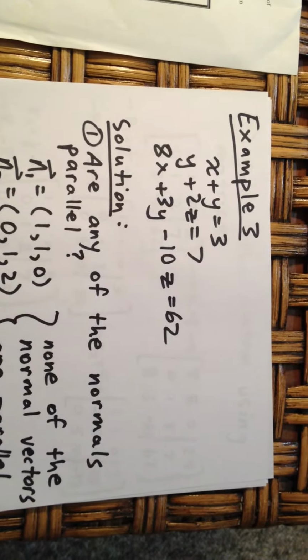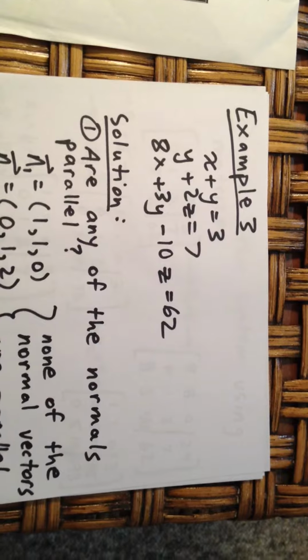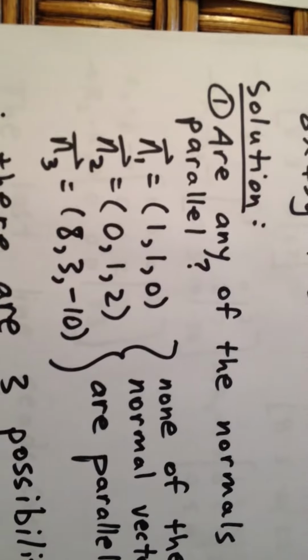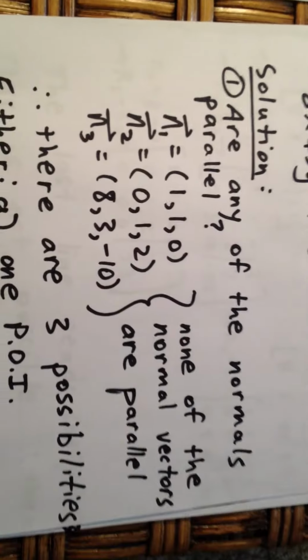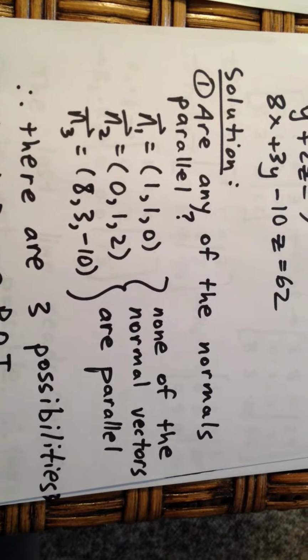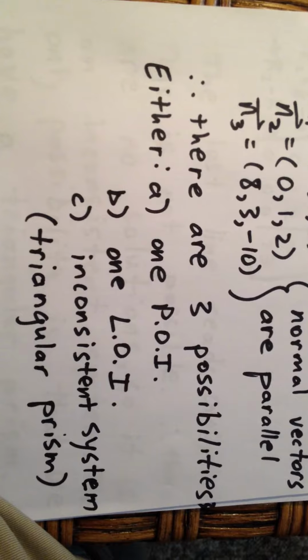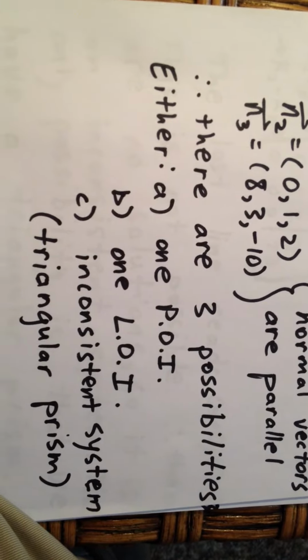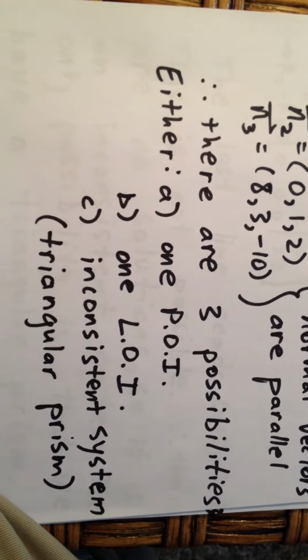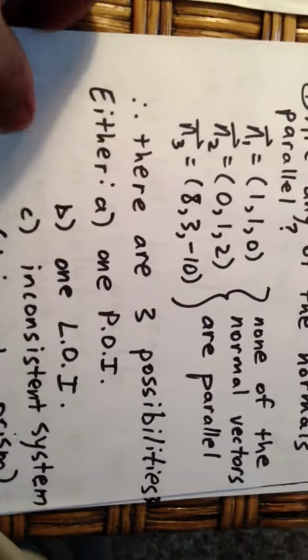Because we have three planes, the first question we ask ourselves is: are any of the normals parallel? Well, we look at our current situation and we see that none of those normal vectors are parallel, which means that there are three possibilities. We either have one point of intersection, one line of intersection, or an inconsistent system, in other words, a triangular prism. So let's figure out which of those situations we have.